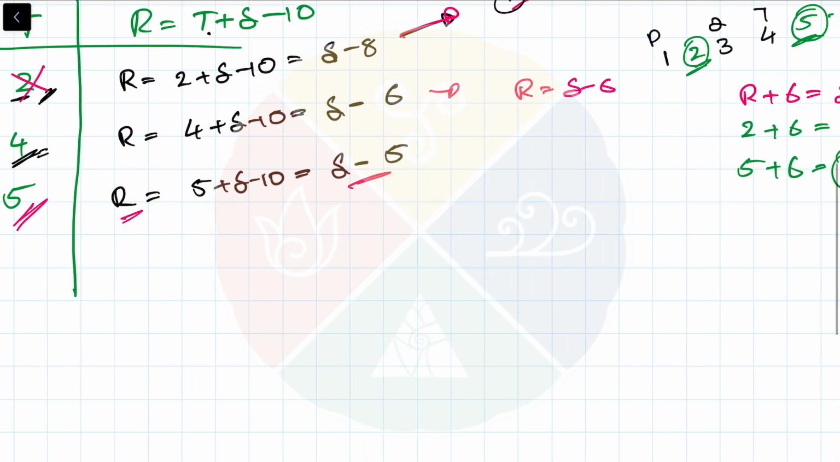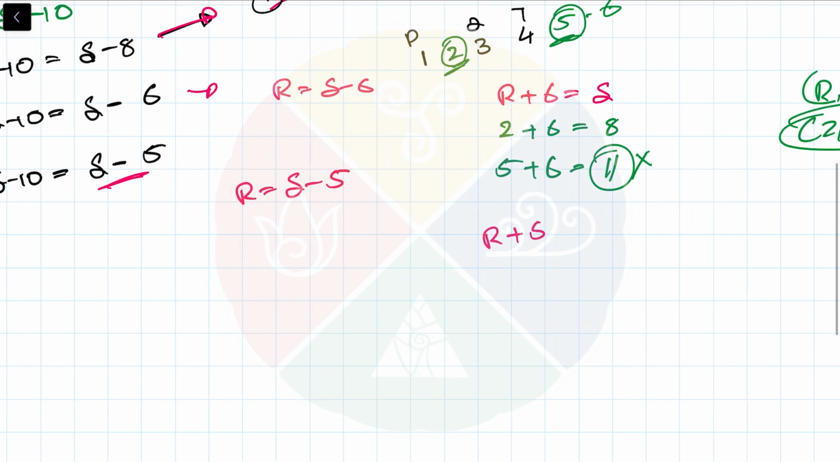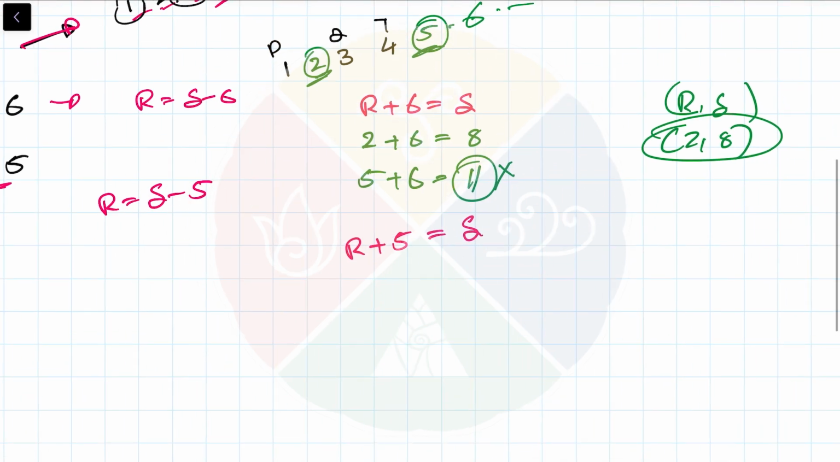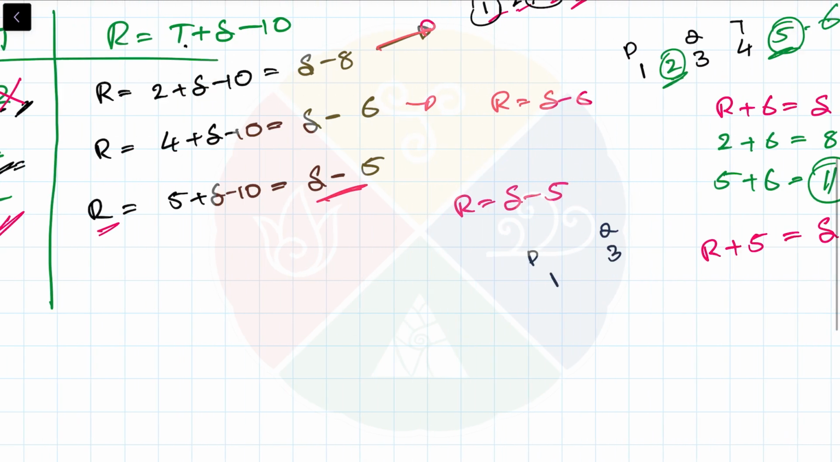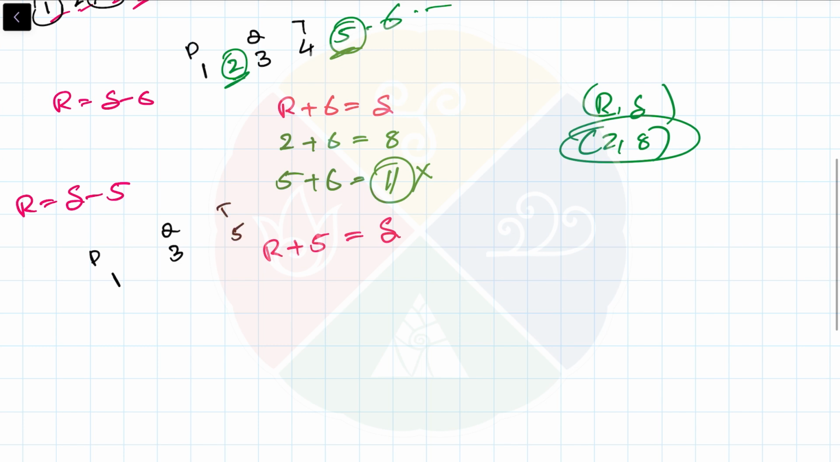There we got R is equal to S minus 5. Taking 5 to the other side, I get R plus 5 is going to be S. Here the values which are occupied: 1 is taken by P, 3 is taken by Q, and T is going to be 5. The values available are 2, 4, 6 and so on. If I put the lowest value 2, 2 plus 5 is a 1-digit number. This is okay. So R can be 2 and S can be 7.